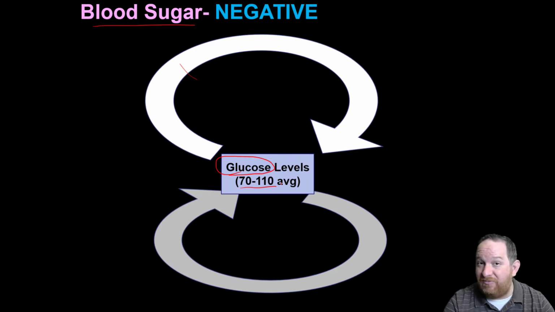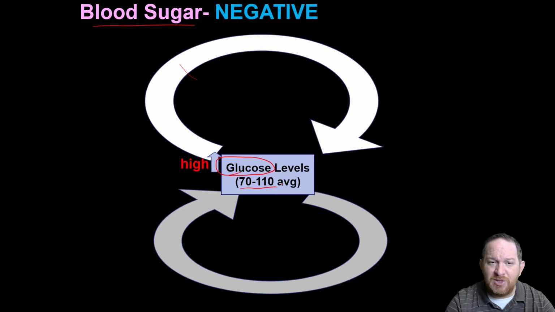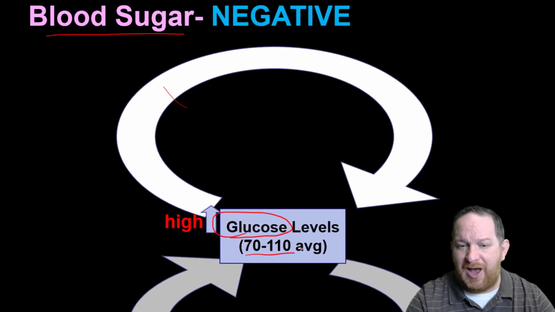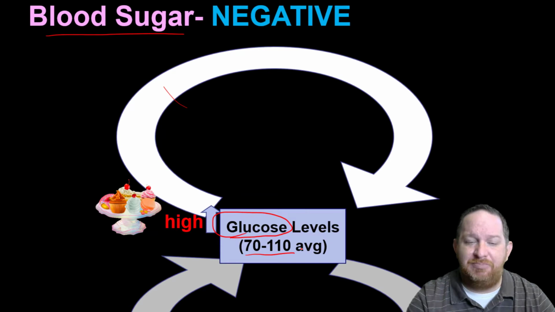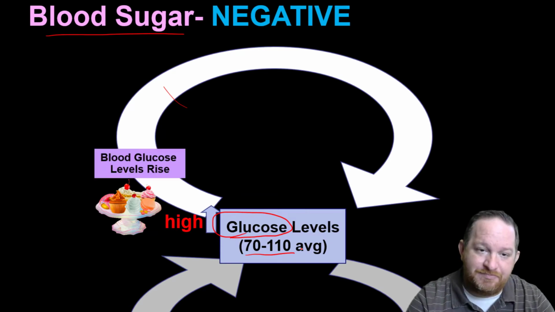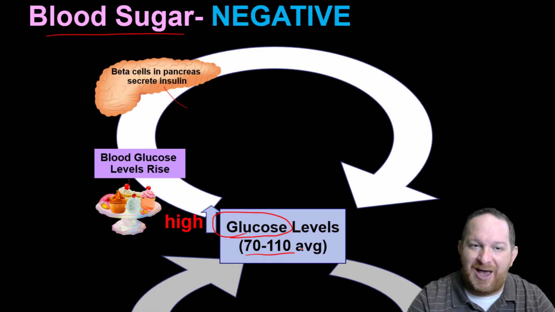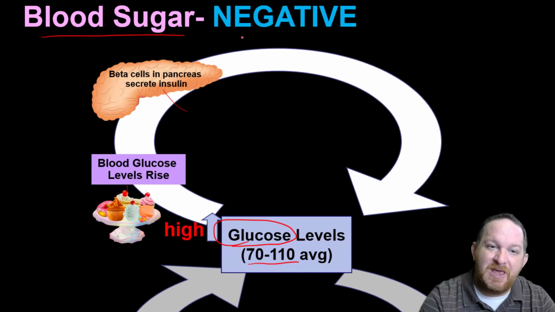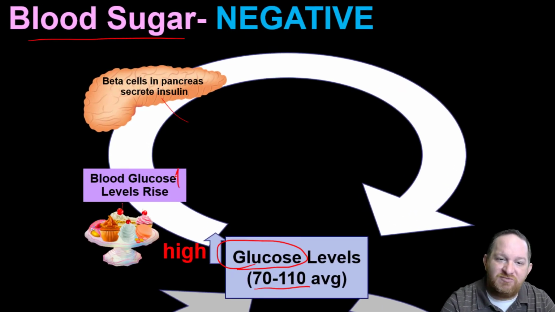If it gets too high, we've got some problems. If it gets too low, we've got some problems. So your body maintains a pretty narrow range of glucose. So let's say your blood sugar gets too high. You've just eaten a plate of cupcakes, maybe you shouldn't have done all that, and you've got all that glucose now in your body. So your blood glucose level is going to rise. Well, what happens is, once the blood glucose levels rise, the pancreas has these cells in it called beta cells. They secrete the hormone insulin.